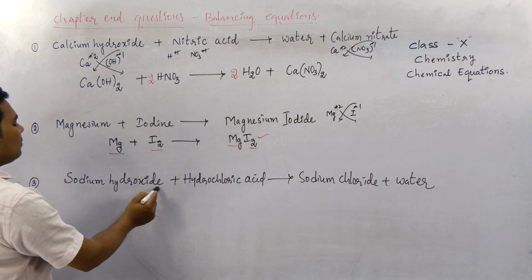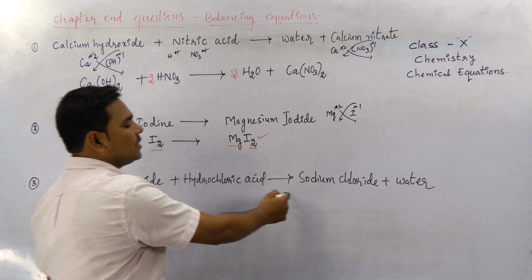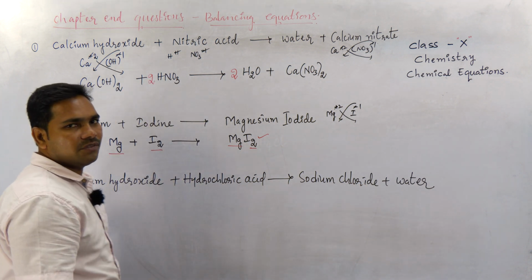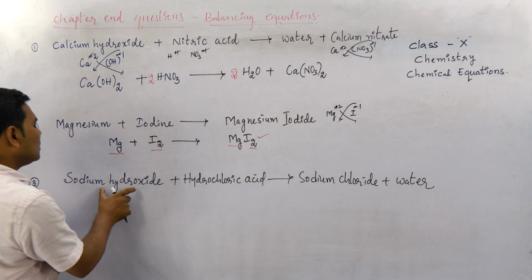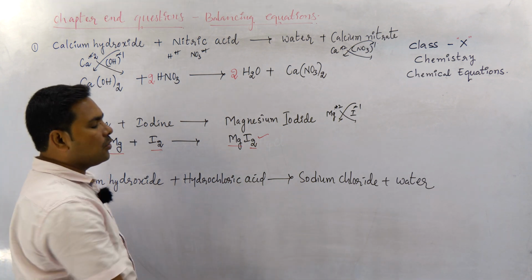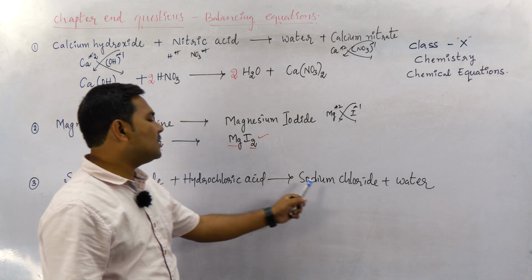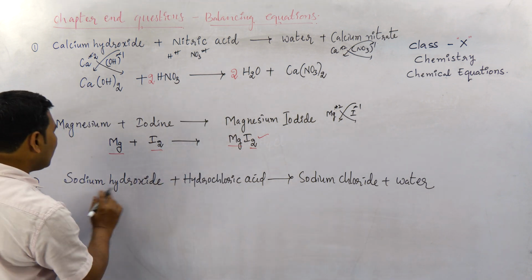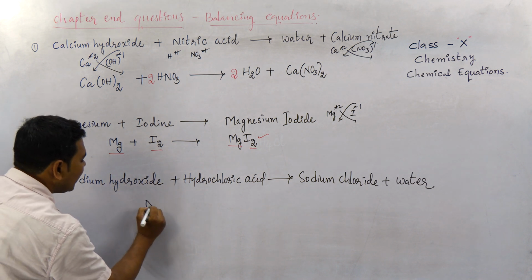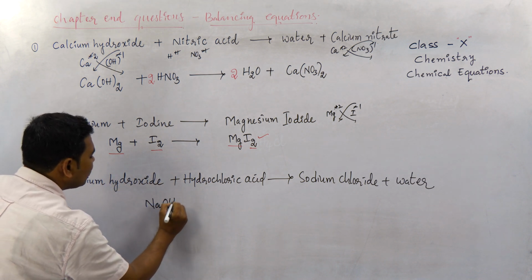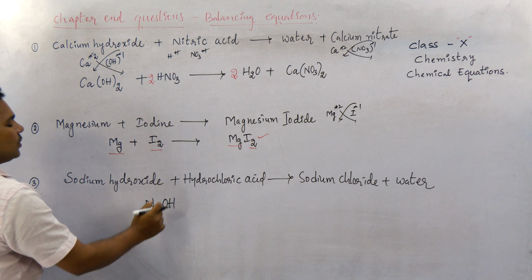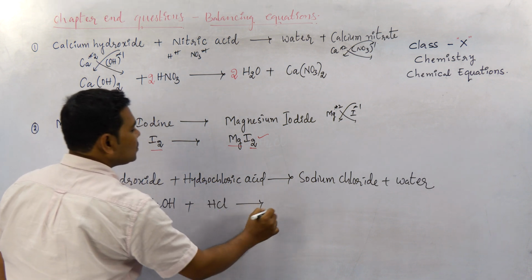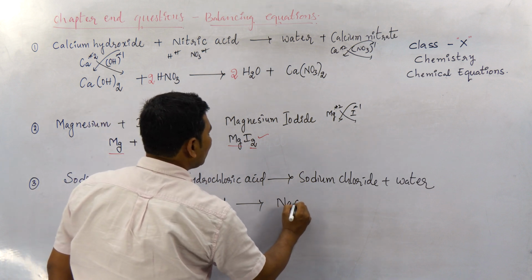Third one: sodium hydroxide plus hydrochloric acid gives rise to sodium chloride plus water. This is an example of neutralization. We call it a neutralization reaction because sodium hydroxide is a base and hydrochloric acid is an acid; base plus acid gives rise to a salt, sodium chloride, and water. For sodium hydroxide, I'm writing the formula directly: Na+ OH−, so NaOH. Hydrochloric acid, HCl, gives rise to sodium chloride, Na+ Cl−, so NaCl.